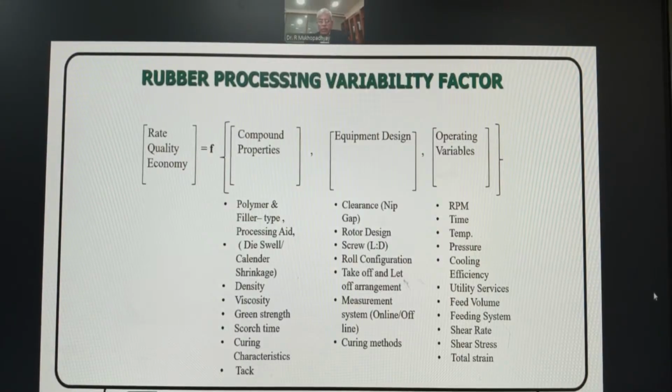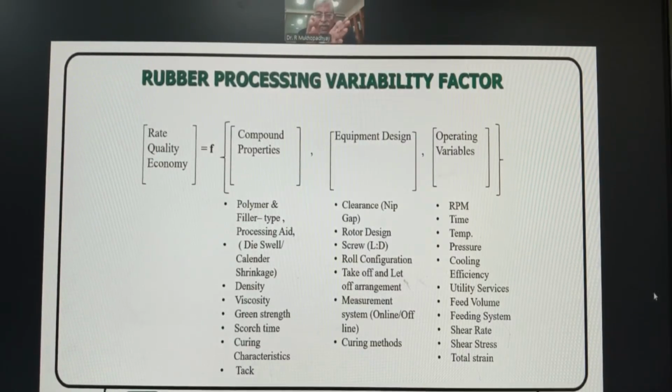That is a very important slide. The compounder should also know the quality, the economy, the cost, and the process he has to consider. The variability is a compound property. Is it the polymer or filler type, or processing variability with the raw material? Then we have die swell or calendar shrinkage, density, viscosity, green strength, scorch time, curing characteristics, and tack. These depend on the compound properties.